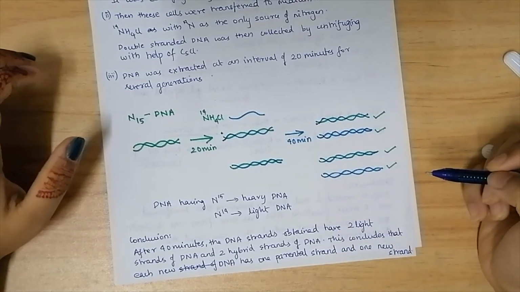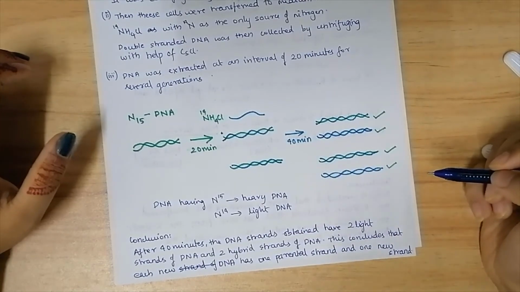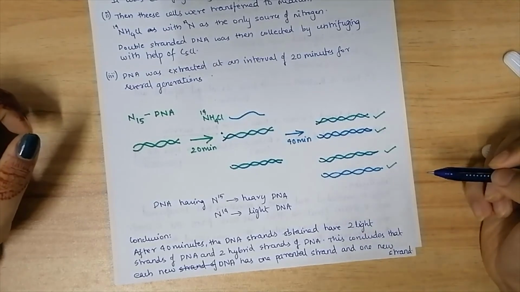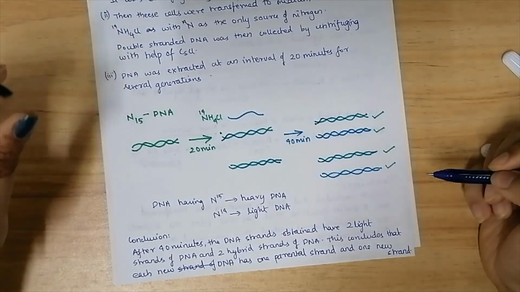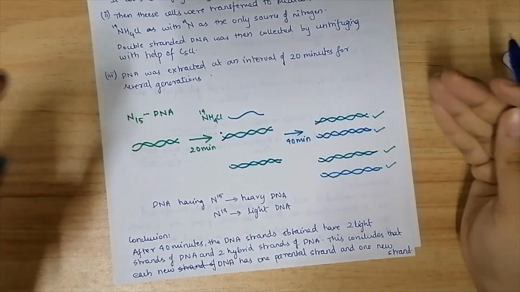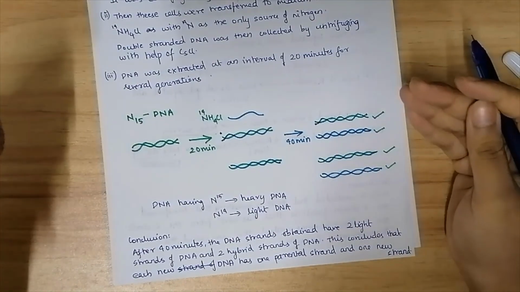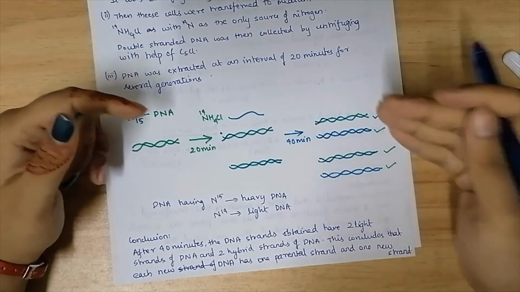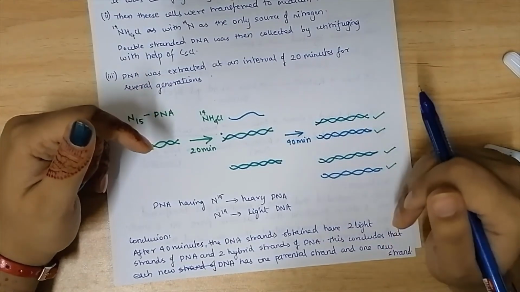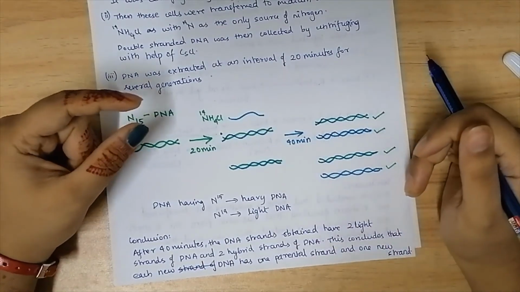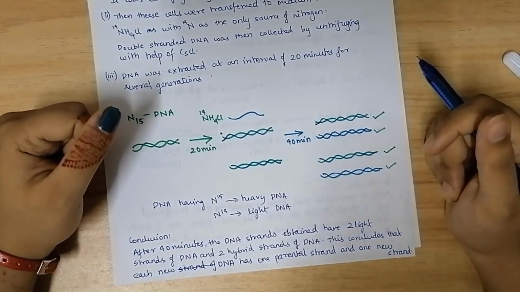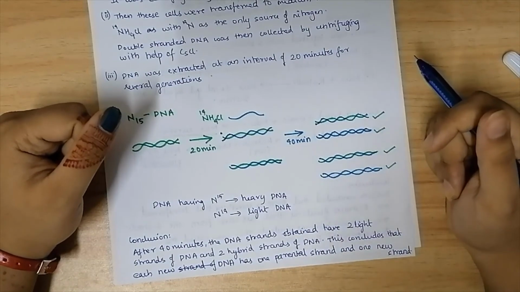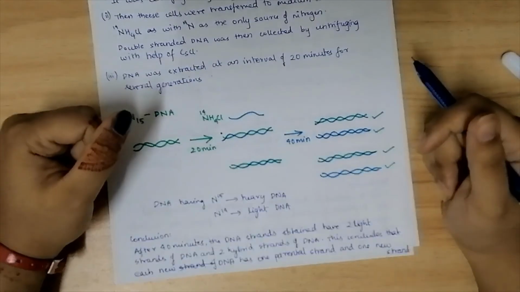From this, Meselson and Stahl concluded that in each new DNA which is formed after replication, one strand comes from the parent, that is a parental strand which is preserved, and another is a new strand. Hence, DNA replication has one strand coming from the parent, and this process is called semi-conservative replication.